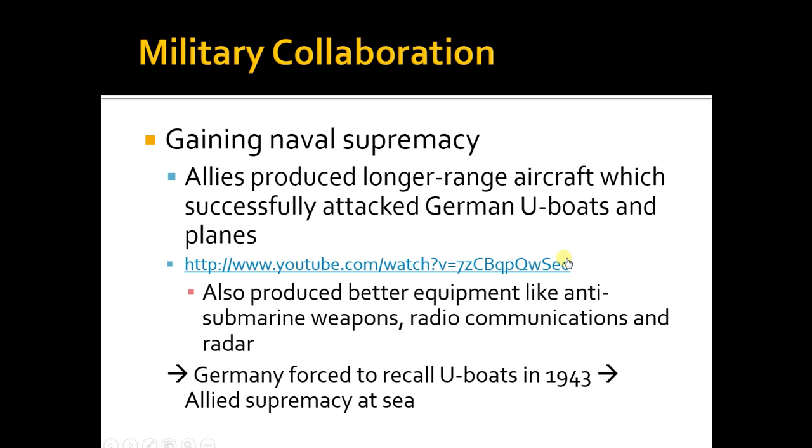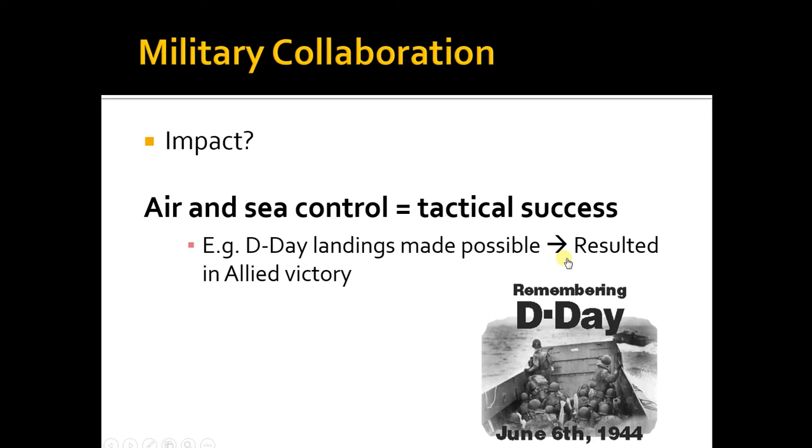And therefore, eventually the Germans were forced to recall the U-boats, and U-boats were basically the German submarines. They called them Unterseeboote, under the sea boats. In 1943, they were so overwhelmed by the superior Allied technologies that the Germans were forced to recall the U-boats, and this essentially gave the Allies supremacy at sea. Okay, and like I said, both air and sea control gave the Allies tactical success, and the D-Day landings were made possible.